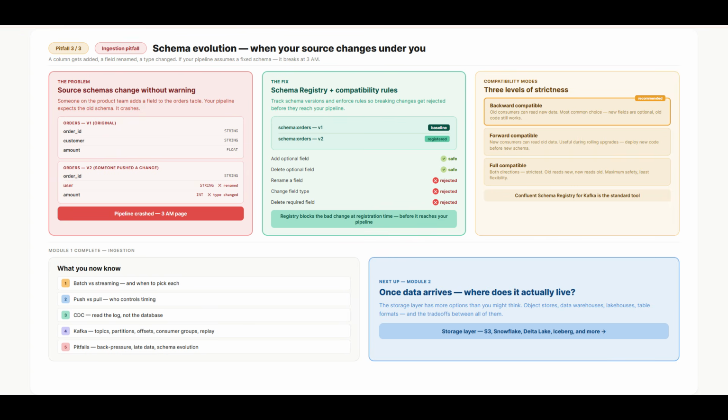You now have a mental model for how data enters the system, the trade-offs between batch and streaming, push and pull, how Kafka is built and why, and the pitfalls that catch people in production. Next up, once data arrives, where does it actually live? That's the storage layer. And there are more options than you might think.